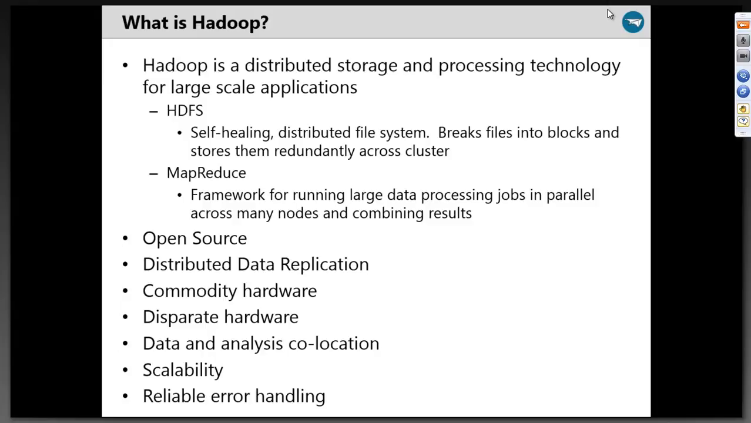It also has distributed data replication for fault tolerance. It works on commodity hardware and disparate hardware, meaning not everything in a Hadoop cluster has to be the same. It could be a wide variety of hardware that you have available to you. It handles data and analysis co-location so that it avoids that network saturation problem that you and I talked about earlier. It is scalable in a predictable manner, and it has reliable error handling.